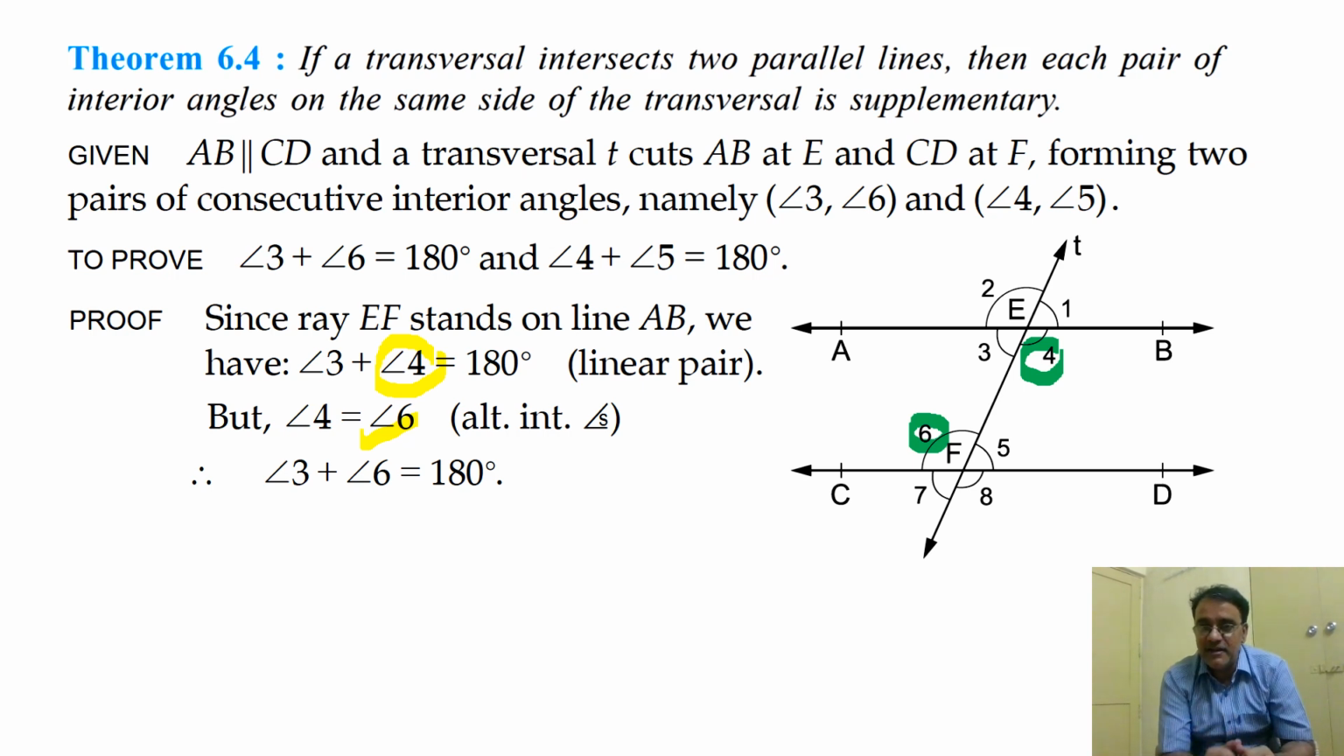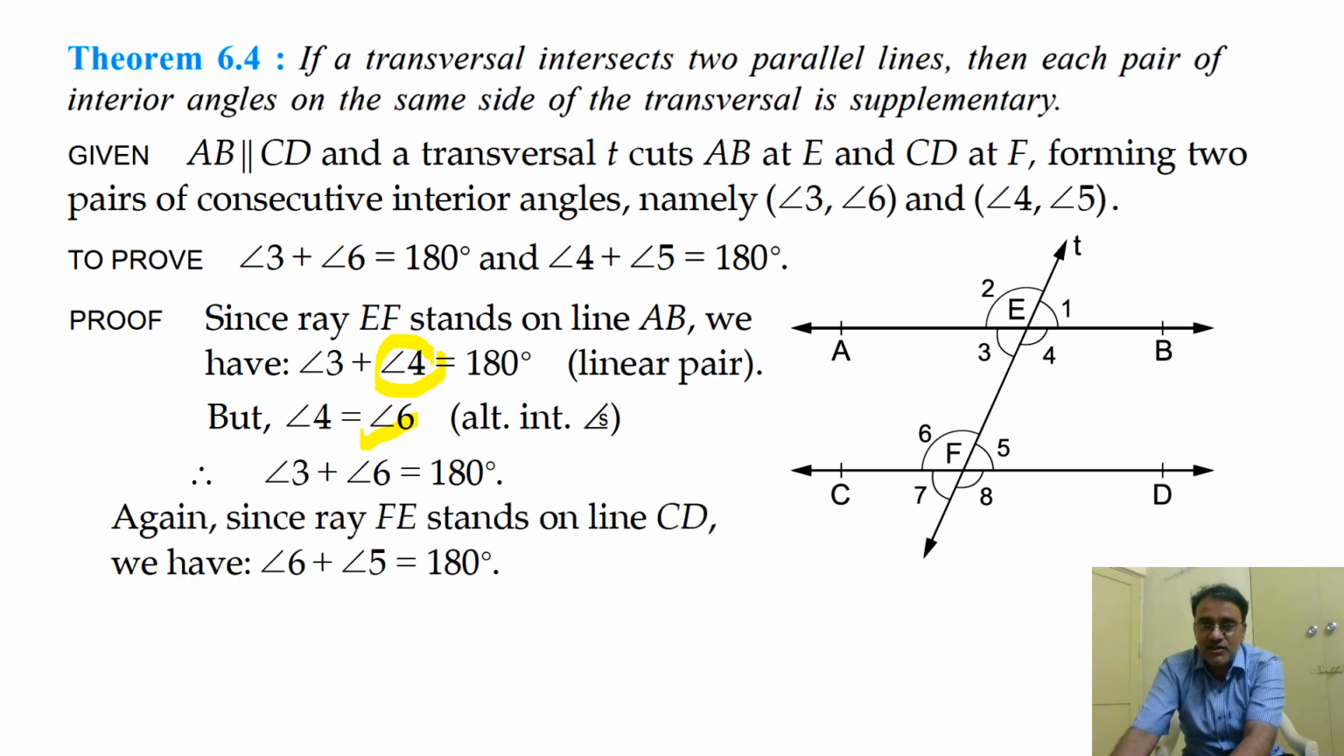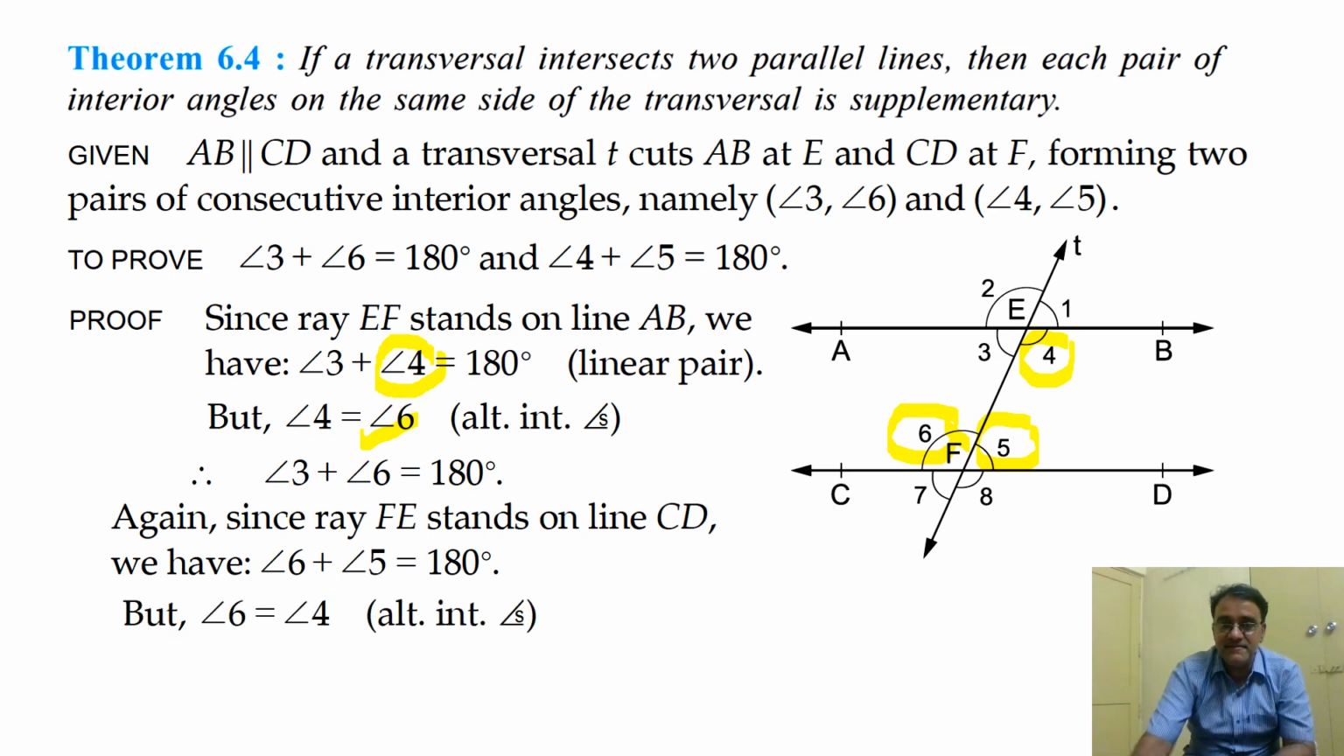Now for second pair, angle 4 plus angle 5 is equal to 180 degree. इसको मैं पहले मिटा देता हूँ. Right. Angle 4 और angle 5. तो हम लोग क्या करेंगे? ये वाला पेयर लेंगे, angle 6 और angle 5. Right. The sum of these two angles is 180 degree. Why? Because linear pair. Okay. And now angle 6 is equal to angle 4, alternate interior angles.